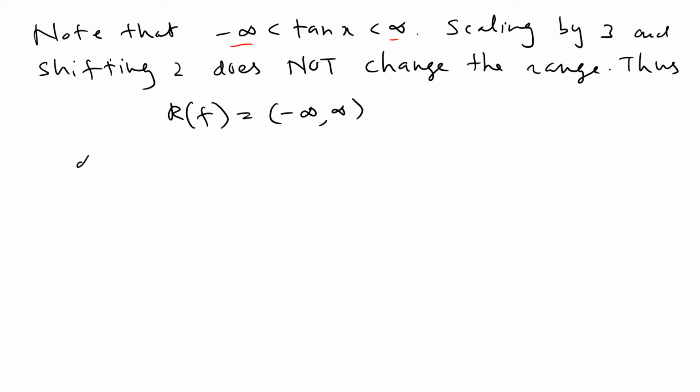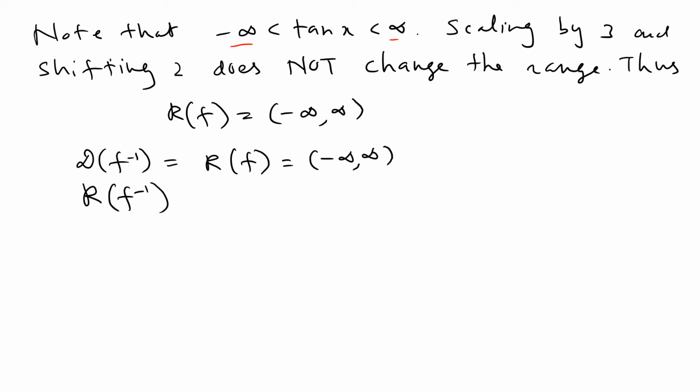Because of that, the domain of the f inverse function, which means the range of f, is still negative infinity to positive infinity. And the range of the f inverse function, which is the domain of the f function, is going from negative pi over 2 to pi over 2. That is what is given as an open interval. Okay, so that's about that.